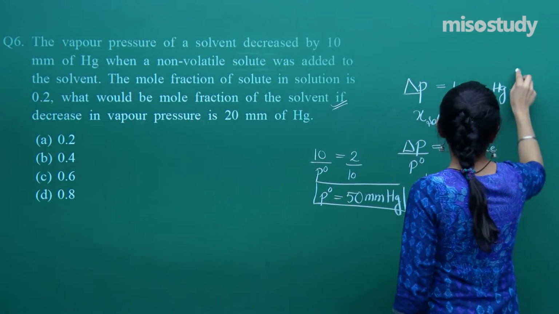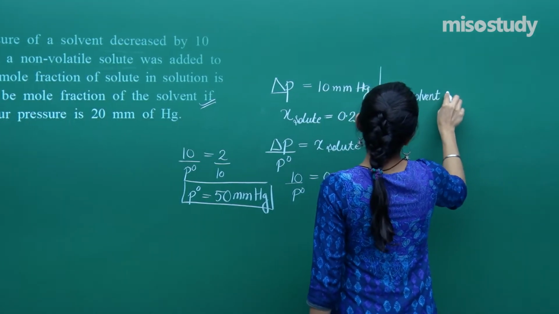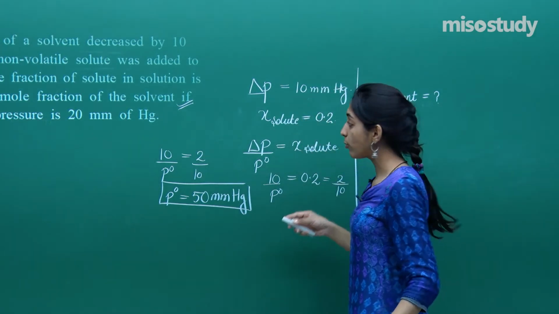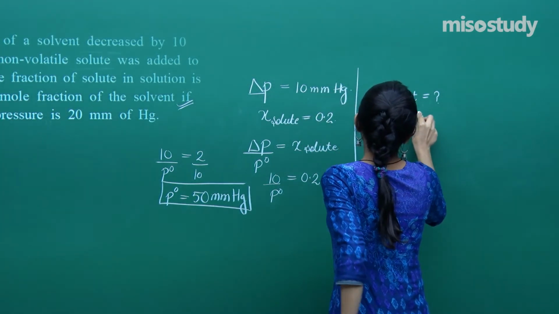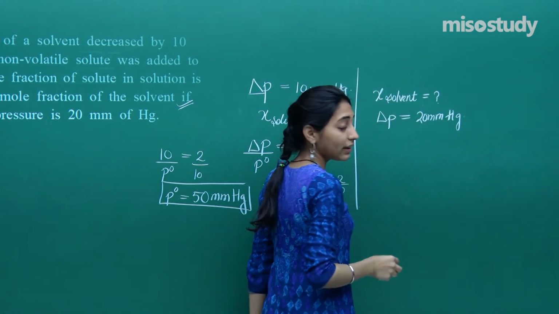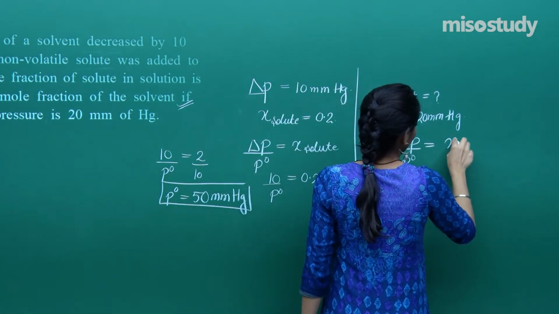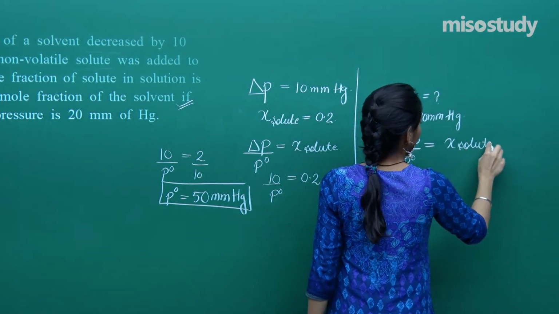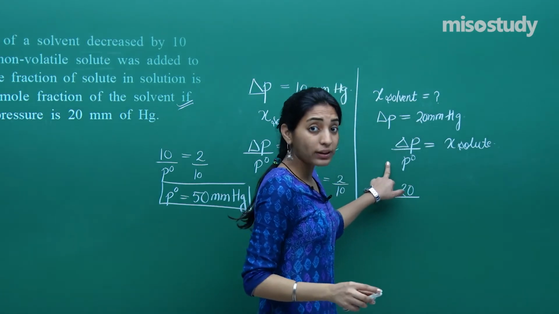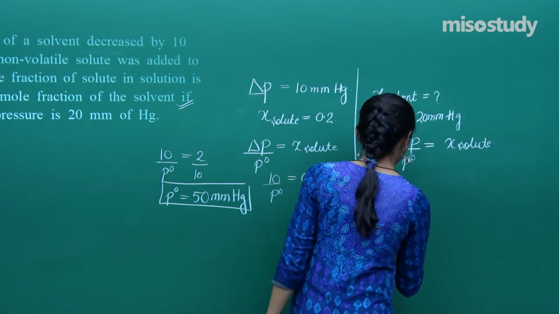Now, the second thing he asks is, what would be the mole fraction of solvent if the decrease in vapor pressure is double? That means if delta P is 20 mm of Hg. So, let us do the calculation once again. Delta P by P naught is the mole fraction of solute, once again the same formula. This time delta P is 20, whereas P naught value we figured out is 50 mm.